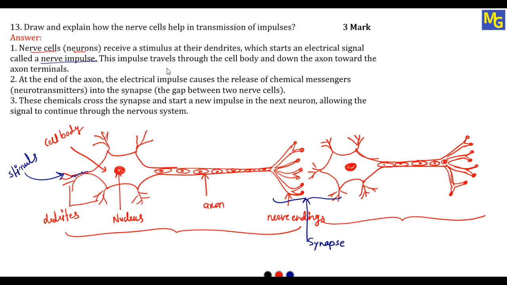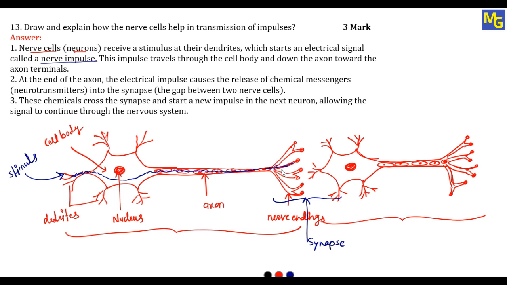This nerve impulse travels through the cell body and down the axon towards the axon terminal. So this nerve impulse which has been caused will travel from this cell body to this axon. Through the axon, this nerve impulse will travel till the axon ending. This whole is the axon. This is called the axon ending or nerve ending. So it comes till this axon ending like this.